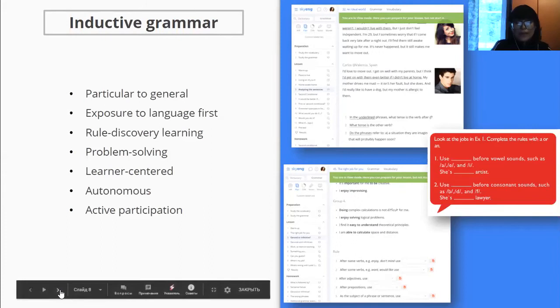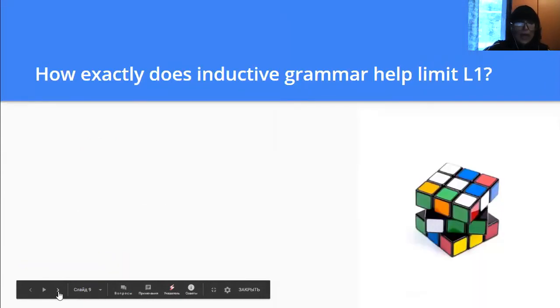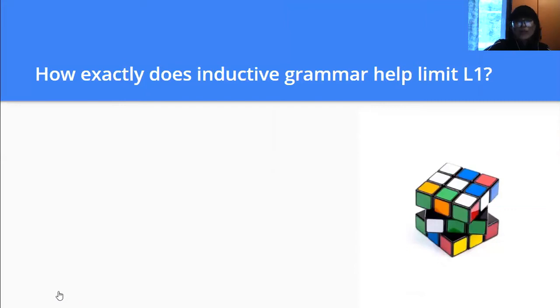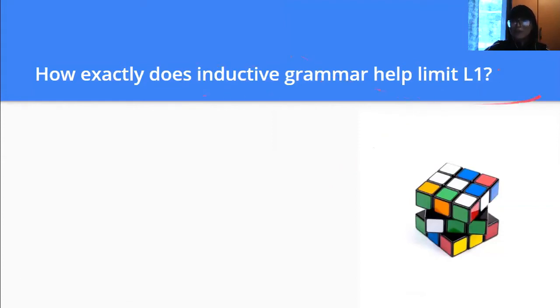Because here exactly, we're talking about the main goal of this particular approach. The main goal is delivering a message using new knowledge. Okay, but there is one more question in terms of even L1. How exactly does the inductive grammar approach help limit L1? Also, that is a good question.